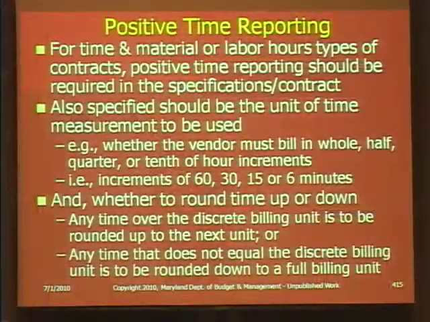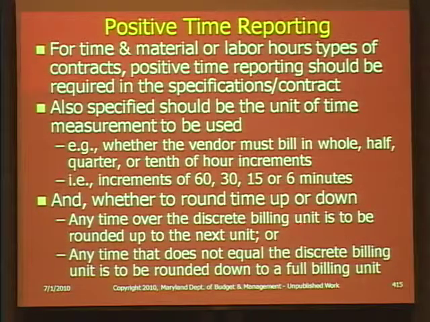That if it is not exact, whether it's 60, 30, 15, or 6, no matter what it is, whether if it's over that, it's going to be rounded up to the next whole billing increment, or if it's not exact, it's going to be rounded down. Now what that means, of course, is if they are 1 minute over, if it's up, you're going to go up to the next one. If it's down, it's going to go down to the other one.